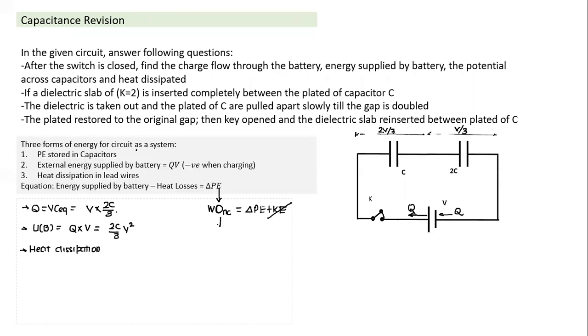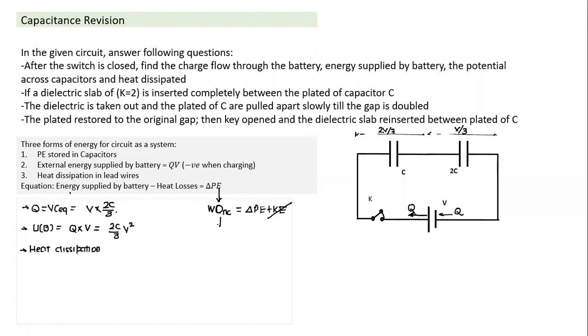The three forms of energy in the circuit. One is the potential energy stored in the capacitor, which we can easily calculate. And what is the addition of energy? Whenever the battery supplies charge, the battery inputs energy into the system, and the external energy supplied by the battery is Q into V. This energy is supplied to the circuit when charge flows from the negative to the positive plate. It could also be negative when the battery is getting charged and charge flows from the positive plate to the negative plate; then this energy supplied becomes negative. And the third is the loss of energy, the heat dissipated in the lead wire.